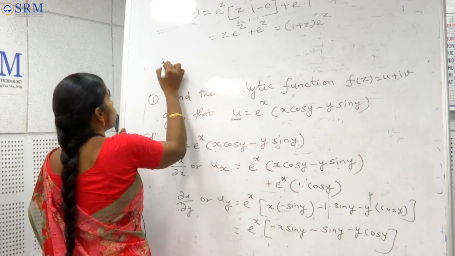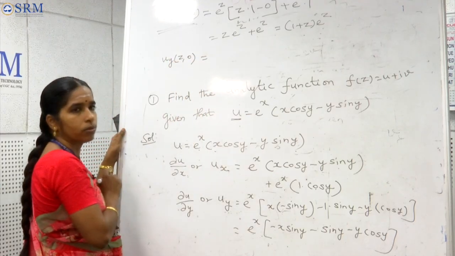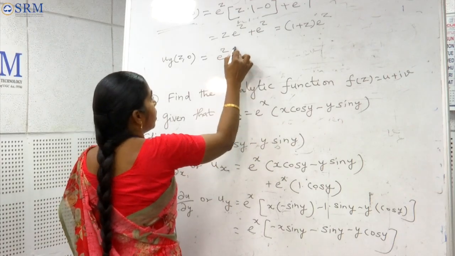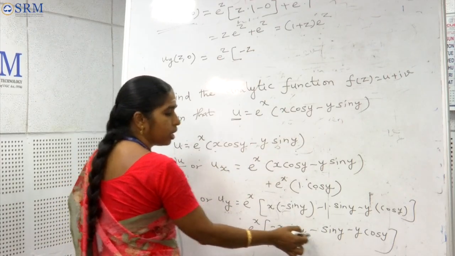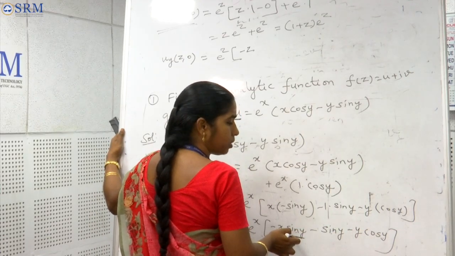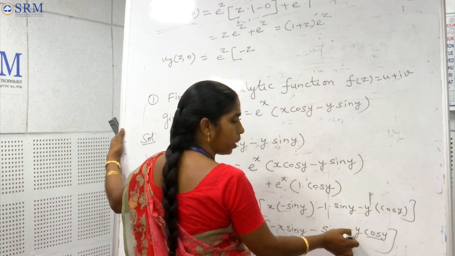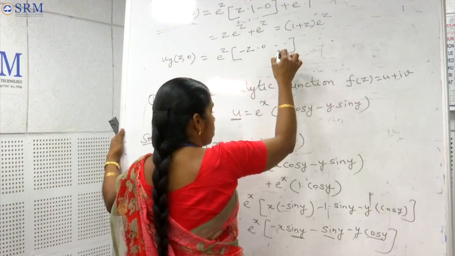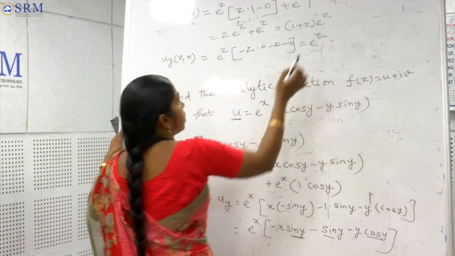In the same way you find the next one, u_y of (z, 0). e^z minus z sin 0. Here sin 0 is 0, cos 0 is 1, but here y is 0, so all the terms are 0, minus 0, minus 0. So the answer is e^z times 0, that is 0.